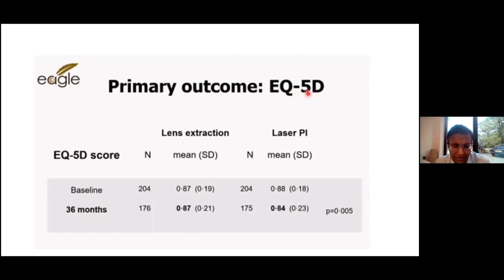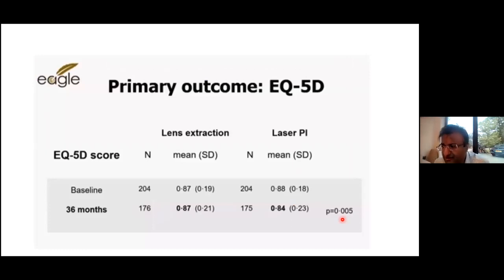I'm not going to go into the details of the quality of life and the critical analysis at this point, but I'll just mention that at 36 months, the patients who had laser peripheral iridotomy had a lower quality of life compared to the patients who had cataract surgery. Patients who had cataract surgery had a quality of life very similar to the baseline they had before surgery. But patients who had YAG-PI had a significantly reduced quality of life. It can be due to many different reasons. You can have glare, halos, light sensitivities, and sometimes even double vision.